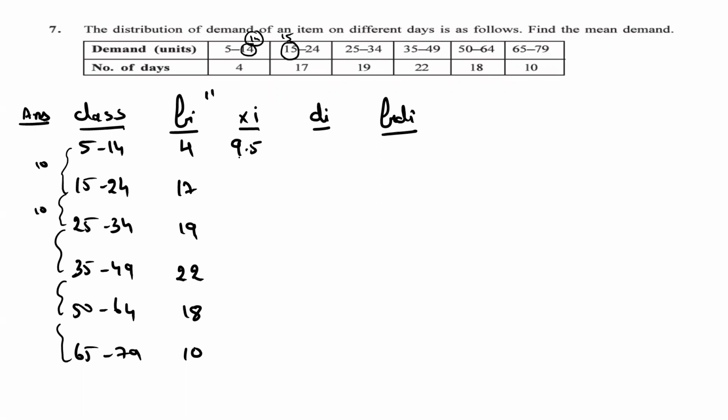So after 9.5, which value do you have to write now? In 15 to 24, which value will come? 19.5. Again plus 10, 29.5. Again plus 10, 39.5. Again plus 10, 49.5. 59.5.